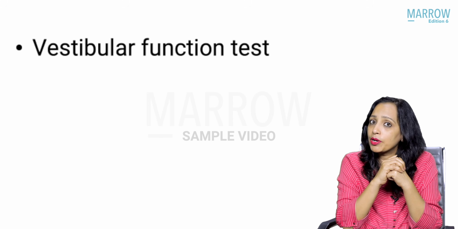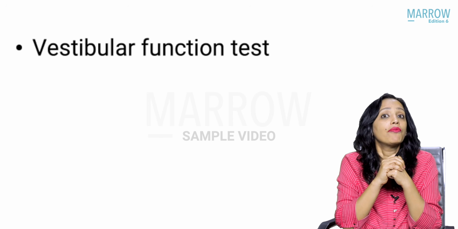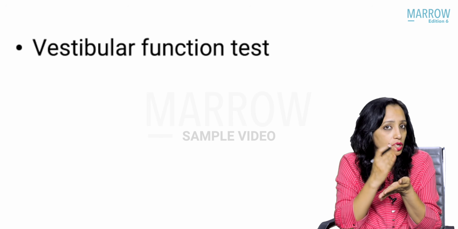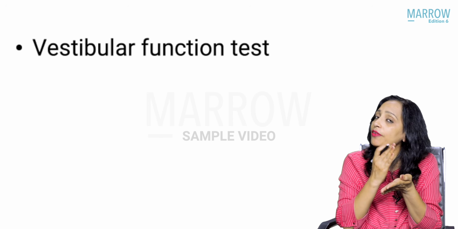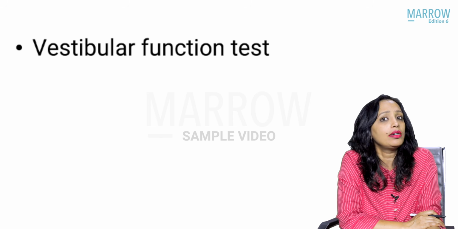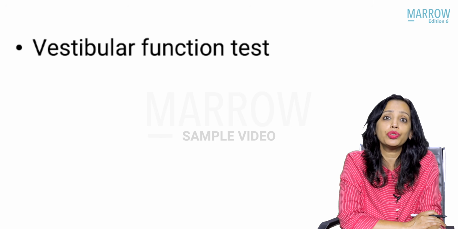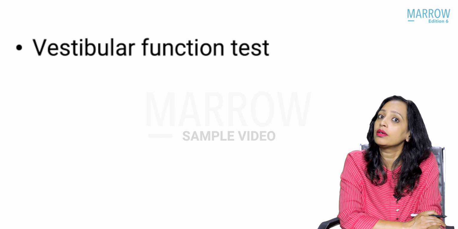So whenever a patient of vertigo has come to us, we need to find out whether this is because of an inner ear pathology. And how do we find out? That we find out by the vestibular function test. So let us quickly see what are the important points that we need to know in the vestibular function test.